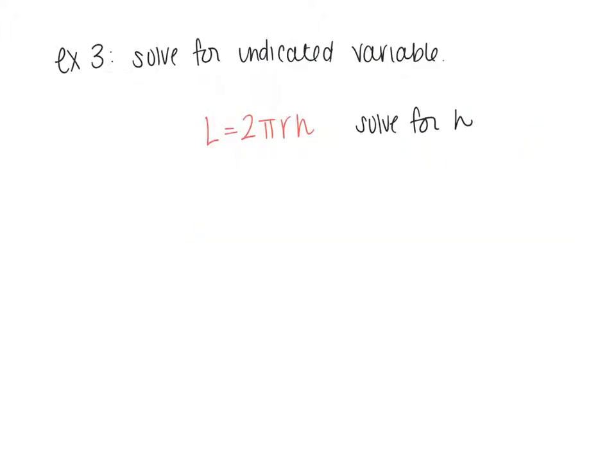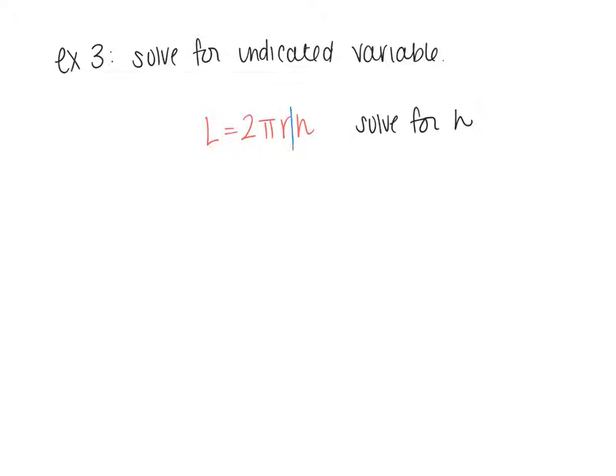So here's the formula that they're giving you. This example wants me to solve for an indicated variable. So I have L equals 2 pi r h, and it's saying just solve for h. So the difference here with the previous example is you're not given any numbers to plug in, you're just given the equation. You want to solve for a specified variable. So it's like you're doing just step 2 of the previous example.